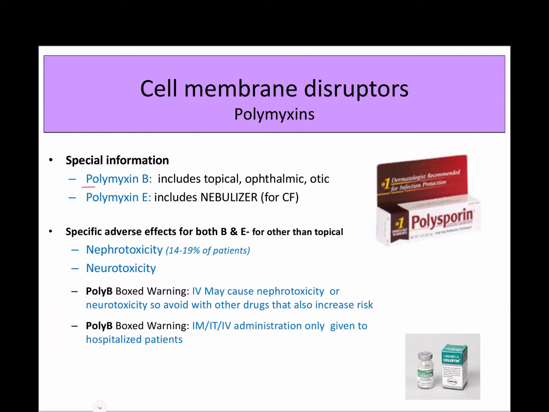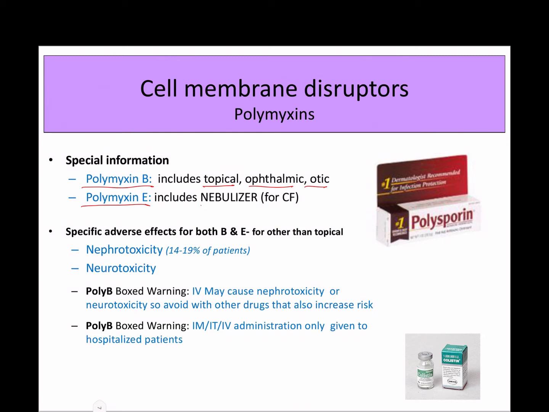So we have polymixin B and polymixin E. Polymixin B is generally used topically, ophthalmically, or otically, so it's not going to have that systemic concentration, so you're not as worried about systemic toxicities. However, polymixin B does also have systemic routes, IM, IT, and IV, that are used for more serious infections.